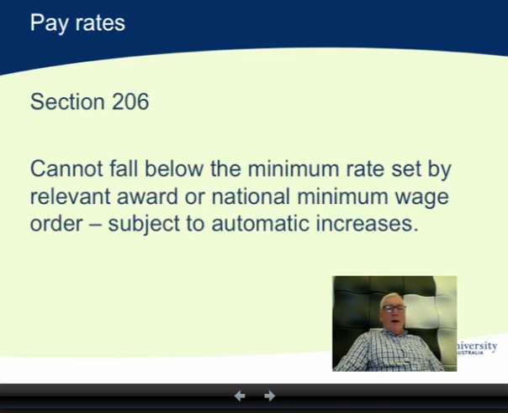Note the comments regarding pay rates, particularly at section 206. We'll talk about pay in a later week, but for now, just be aware that no matter what the enterprise agreement says about pay rates, they can't fall below the minimum rate set by the relevant award or at the safety net level by the national minimum wage case. So whatever the national minimum wage order is for that year, or whatever the appropriate award rate is as set by the relevant modern award, even if there isn't an increase clause, they'll be increased automatically, so they don't fall below that level.